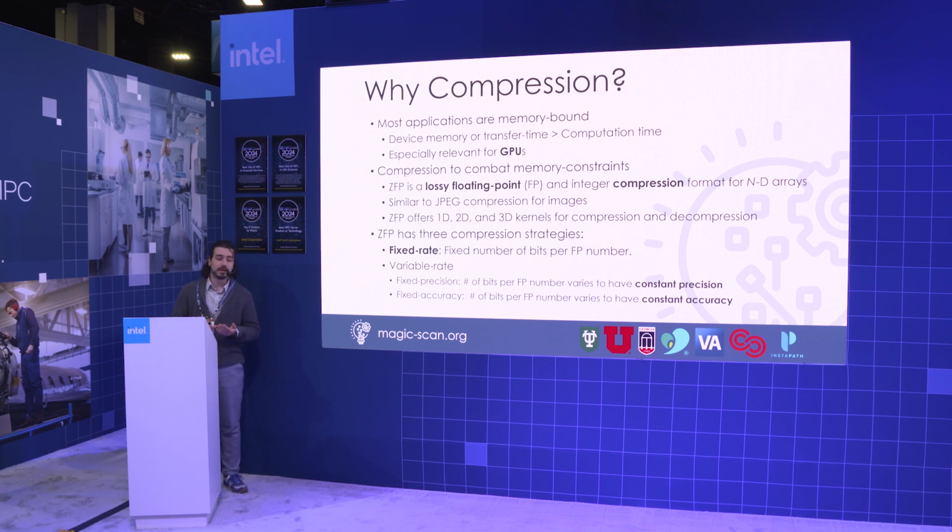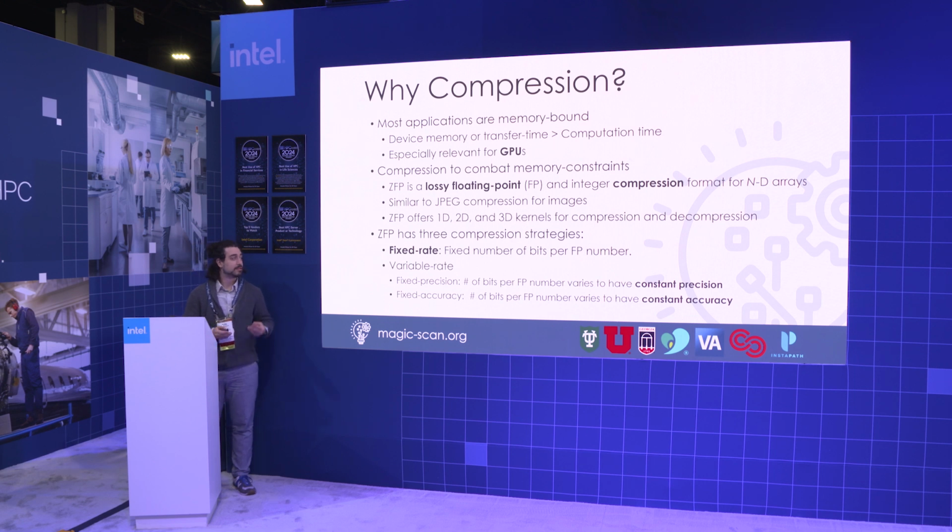We worked on converting ZFP into SYCL. ZFP is a lossy compression algorithm for floating point and integers in multidimensional arrays, and it's particularly tuned for scientific data sets. It is very similar to JPEG compression for images, but as I said, it's tuned for scientific data sets, and it was developed at Lawrence Livermore National Laboratory.